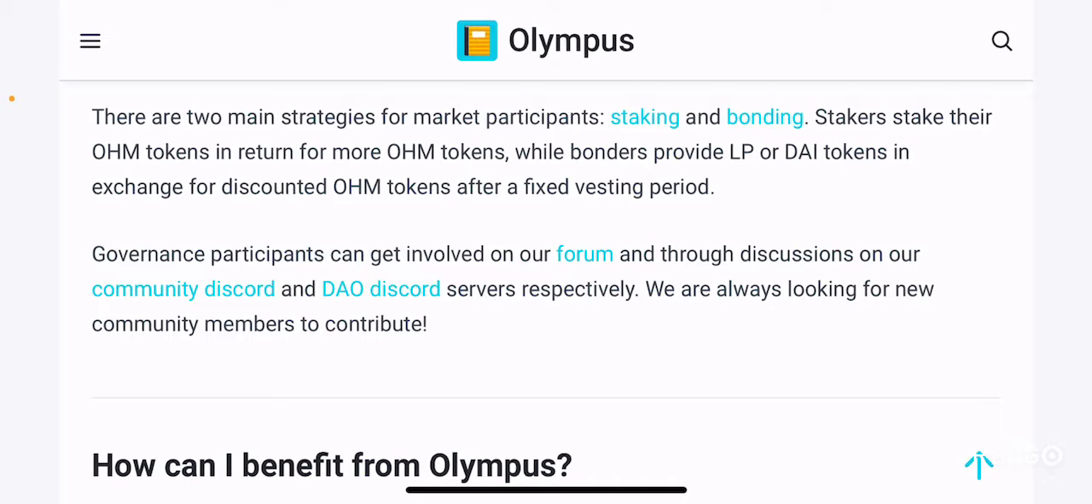But when you want to bond it, that's when you have the unique feature of this platform, which will provide discounted OHM tokens as rewards for people who are bonding, and the rewards that you're going to receive at a discounted price will be vested for a small duration of time, right? So this is basically how this platform mainly functions, right?